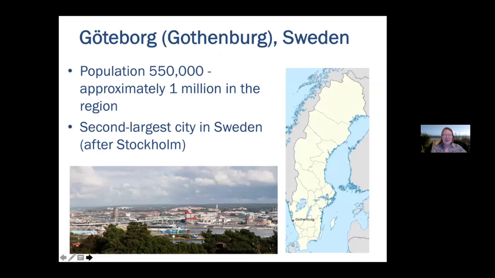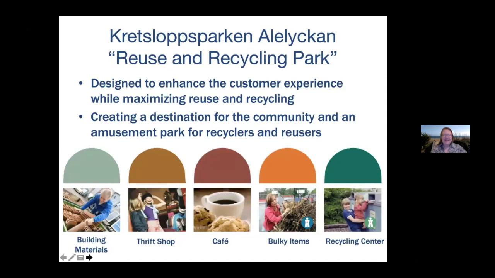Now we're going over to Göteborg, Gothenburg in Sweden. They have a population of 550,000 and approximately 1 million in the region. So it's the second largest city in Sweden after Stockholm. And their model program is the Reuse and Recycling Park. And if you attend this session tomorrow, you will hear Paul Martinson talk about that zero waste infrastructure and go into more details about the Reuse and Recycling Park.